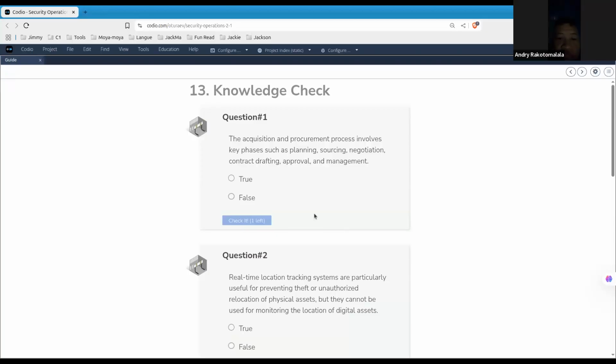So question number 1, true or false? The acquisition and procurement process involves key phases such as planning, sourcing, negotiation, contract drafting, approval, and management. True or false? All right, everyone says true. Go ahead and check that. That is correct. Well done.